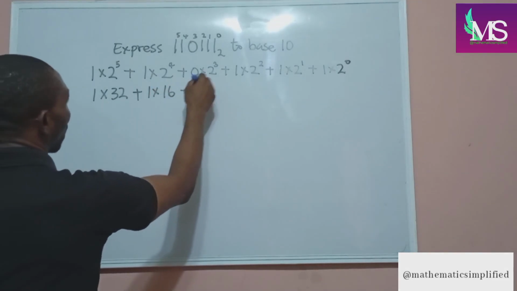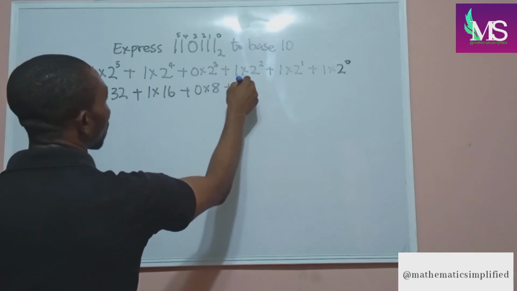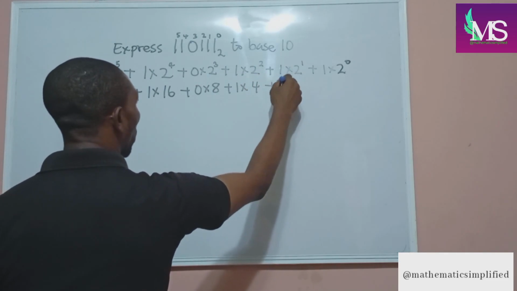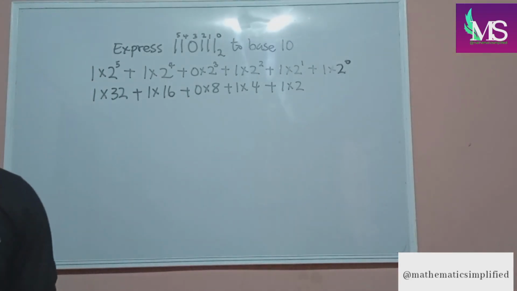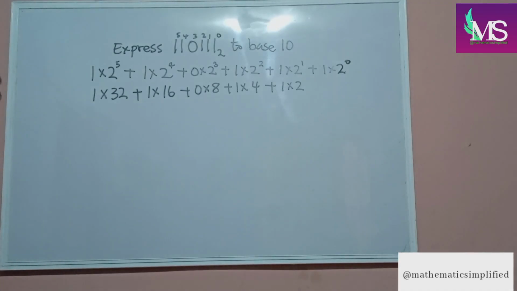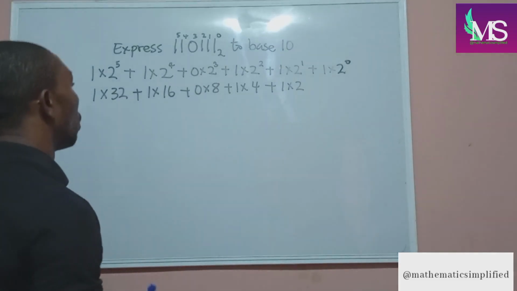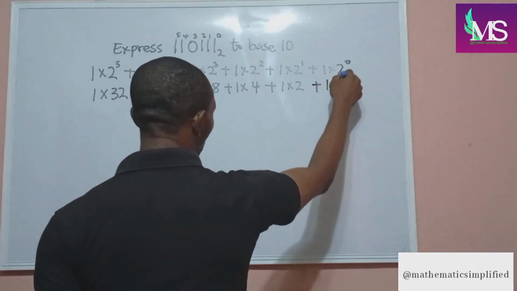Plus 0 times 2 raised to the power 3, which is 8. Plus 1 times 2 raised to the power 2, which is 4. Plus 1 times 2 raised to the power 1, which is 2. Plus anything raised to power 0 mathematically is 1. Okay, don't forget, anything raised to power 0 is equal to 1. So 2 raised to power 0 will be 1. So this will be 1 times 1.